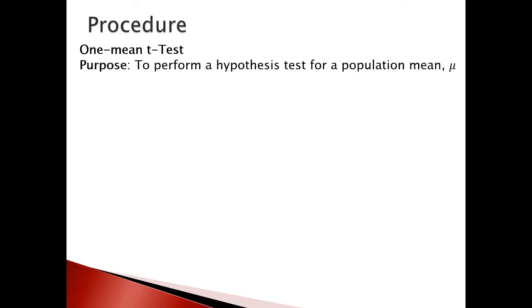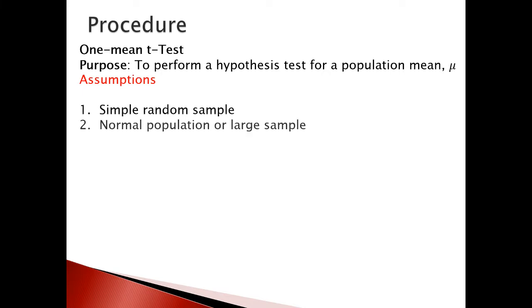Now we are going to see the procedure of the one mean t-test. To perform a one mean t-test, we need some assumptions. First assumption, simple random sample. Second assumption, normal population or large sample. Third assumption, sigma is unknown.